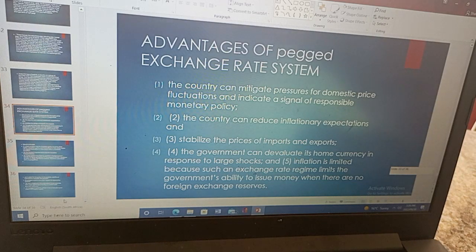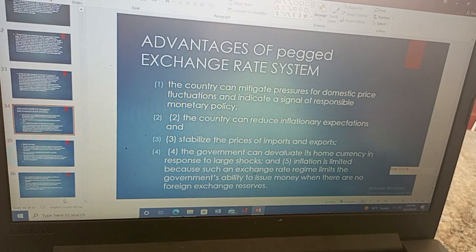The government can devaluate its home currency in response to large shocks, and inflation is limited because such an exchange rate system limits the government's ability to issue money when there are no foreign exchange reserves.